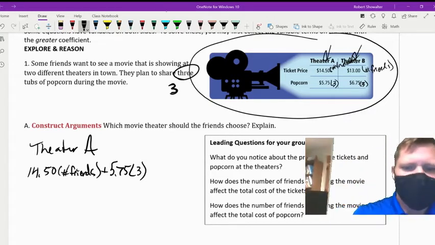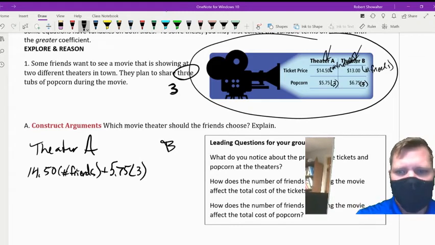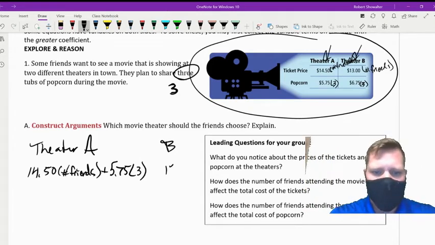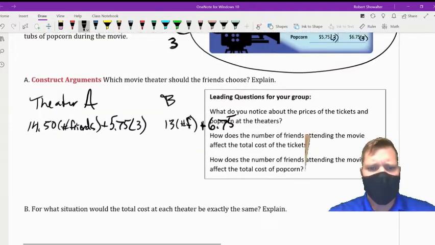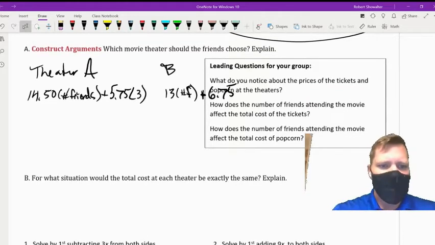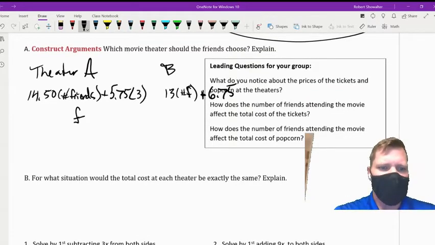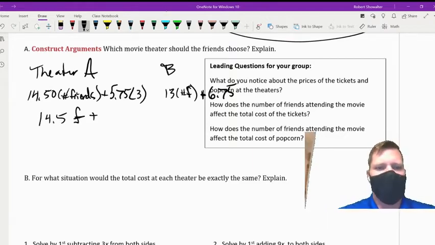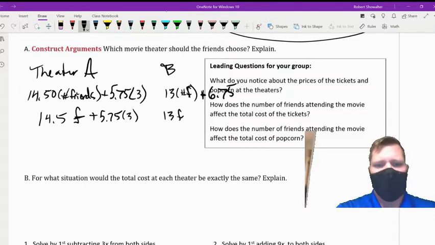Theater B is going to be a very similar setup. So B would be 13 times the number of friends plus $6.75. And the question is, when are those things going to be the same? How do we do that? Well, we can take those 2 expressions. Let's just make it F for number of friends. So let's simplify 14.5 times F plus 5.75 times 3, and 13F plus 6.75 times 3.